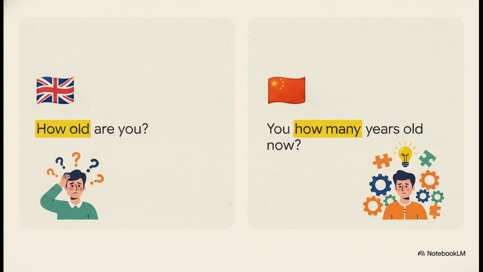And this brings us to a really fun aha moment about how the Chinese language actually functions. Because in English, we ask the sort of abstract question, how old are you? But in Chinese, you don't literally say that at all. The structure is incredibly practical. You're essentially asking, you, how many years old now? The Chinese translates to, nǐ jǐ suì le, nǐ, jǐ, suì, le. So that's subject plus how many plus years old. It is just beautifully literal.